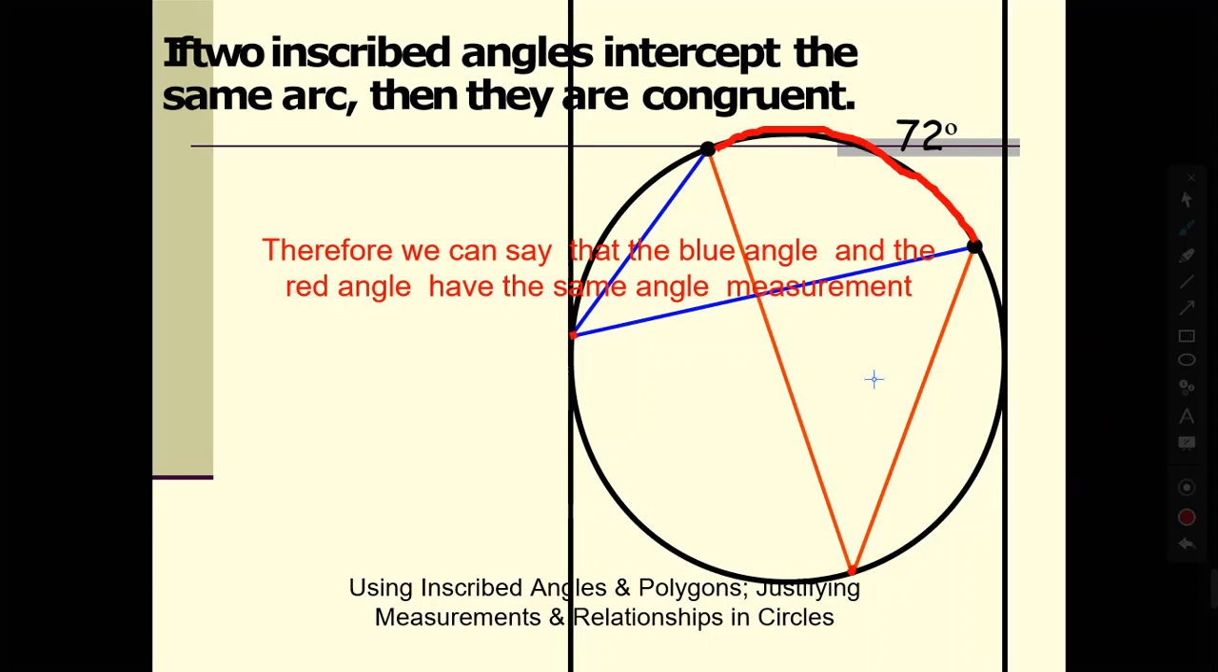By the definition, if the arc is 72 degrees, this is 36 degrees. So they are both 36 degrees. That means they are exactly the same angle. They are congruent.